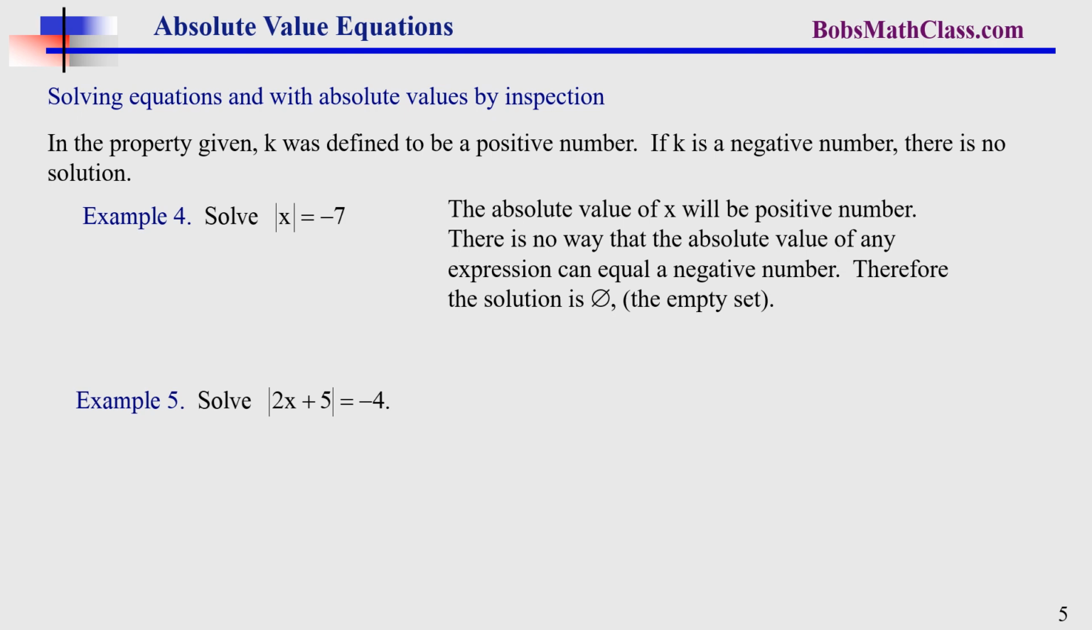So here's a note. The absolute value of x will be a positive number. There is no way that the absolute value of any expression can equal a negative number. Therefore, the solution is the empty set, or no solution. So you could just use that 0 with a slash through it, and that means no solution.